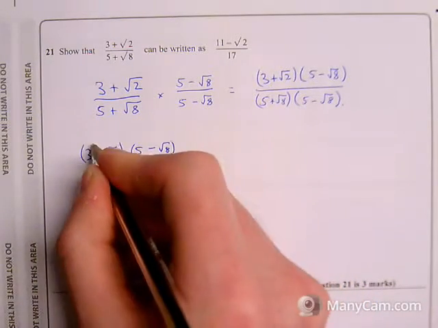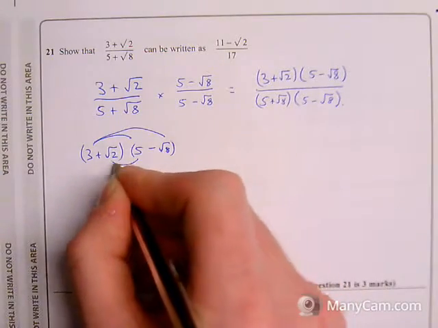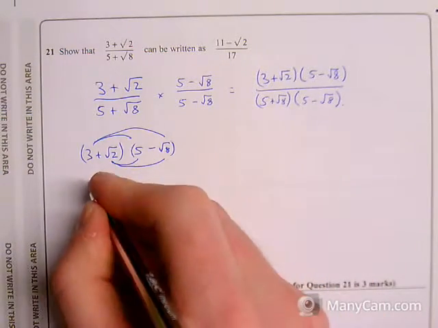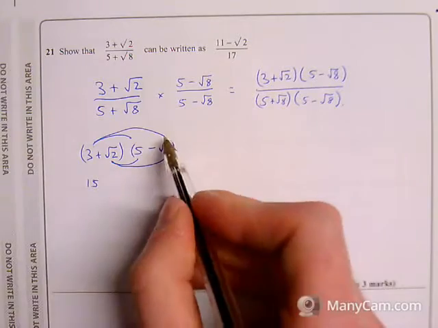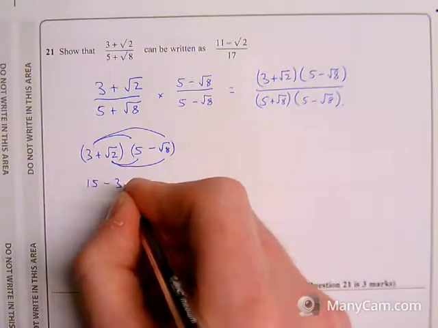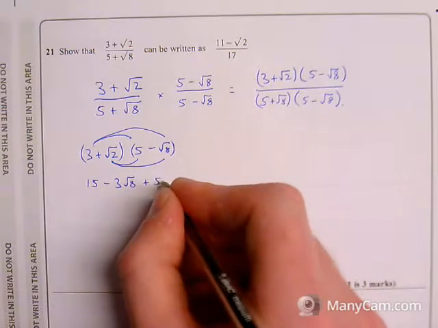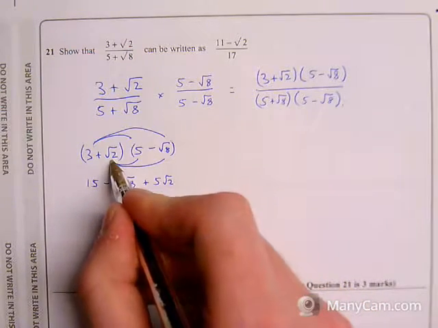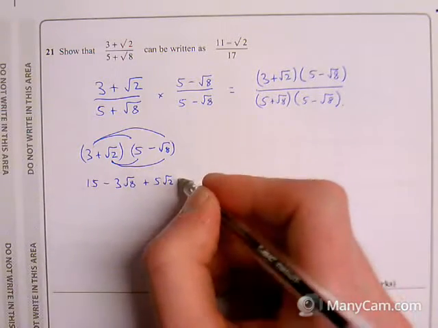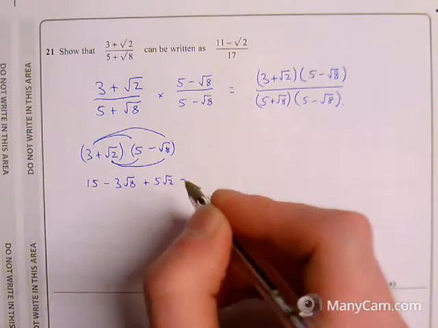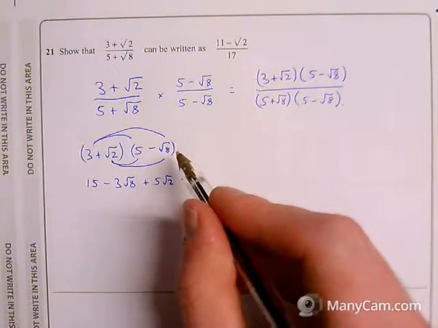If I expand those out, same as expanding brackets, I've got 3 times 5, which gives me 15. I've got 3 times minus root 8, which gives me minus 3 root 8. Then I've got root 2 times 5, which gives me plus 5 root 2. And then I've got root 2 times minus root 8, which gives me minus root 16.